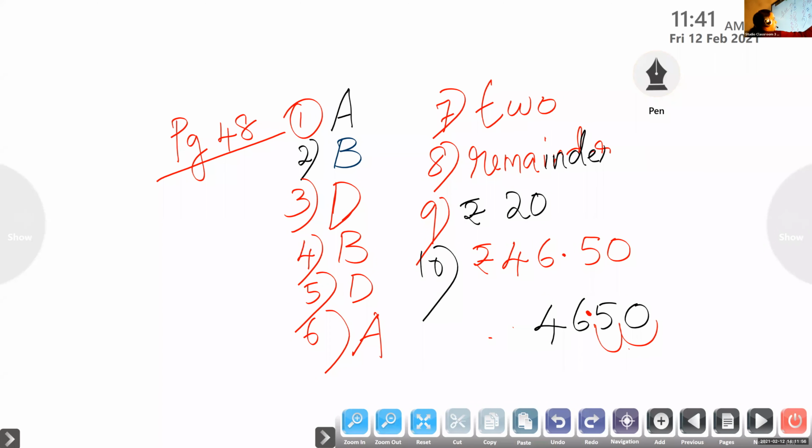We need not write paise here, because it is already clear. After the decimal point, it is paise. So here rupees 46.50. Only this much we can write.